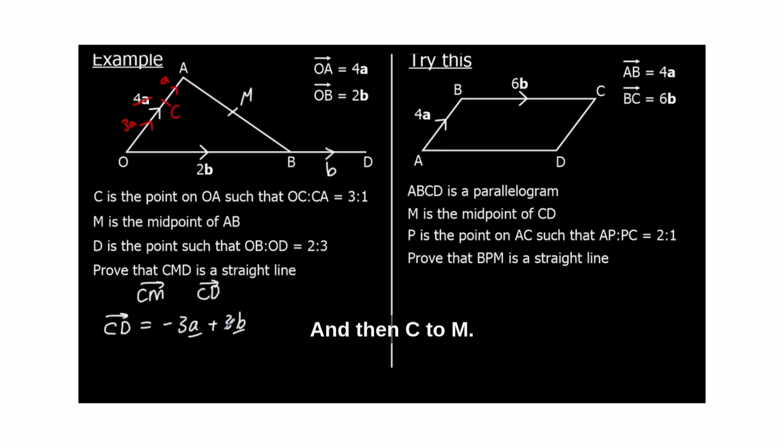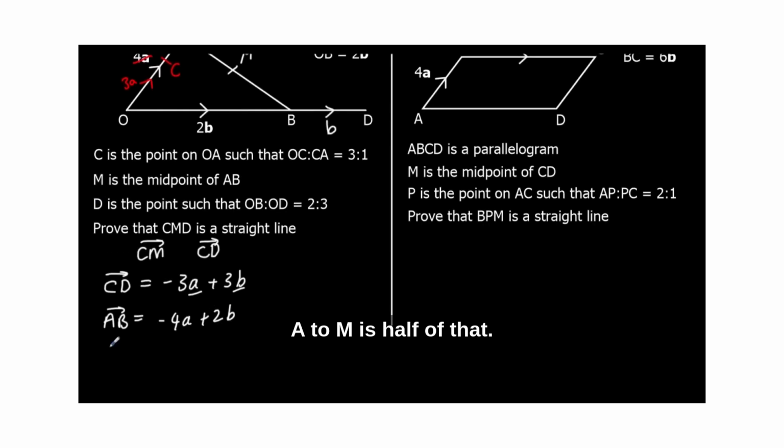And then C to M. To go, well, we want to go C to A and then A to M. To work out A to M, we have to go A to B first. So let's get A to B, which is minus 4a plus 2b. A to M is half of that, because M is the midpoint. So minus 2a plus b.